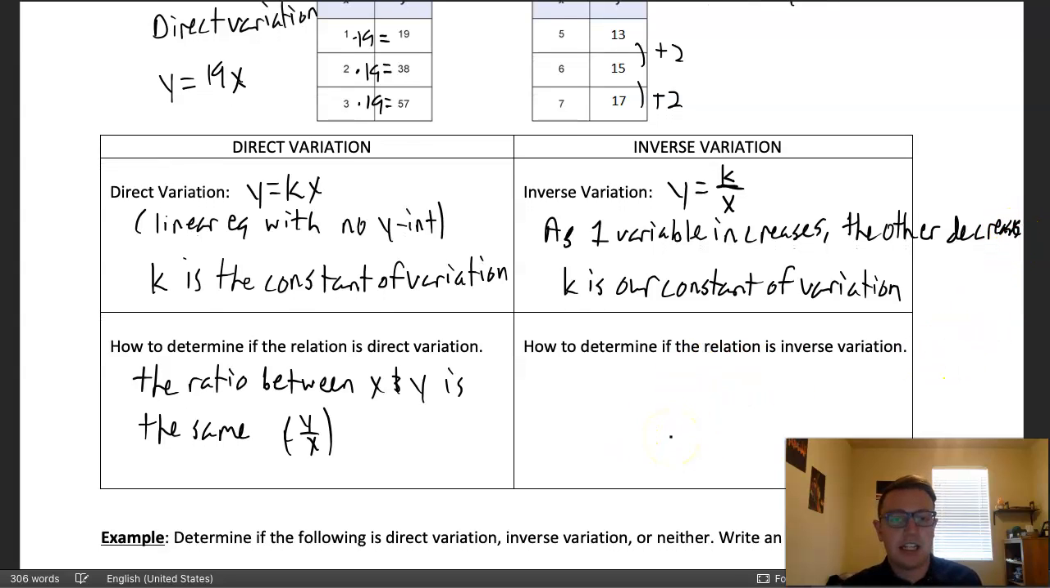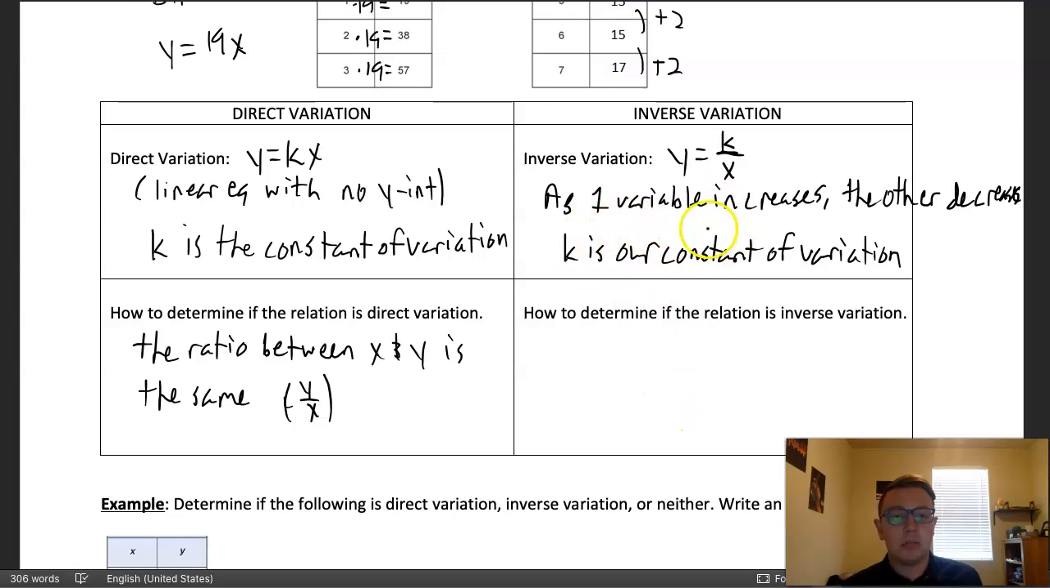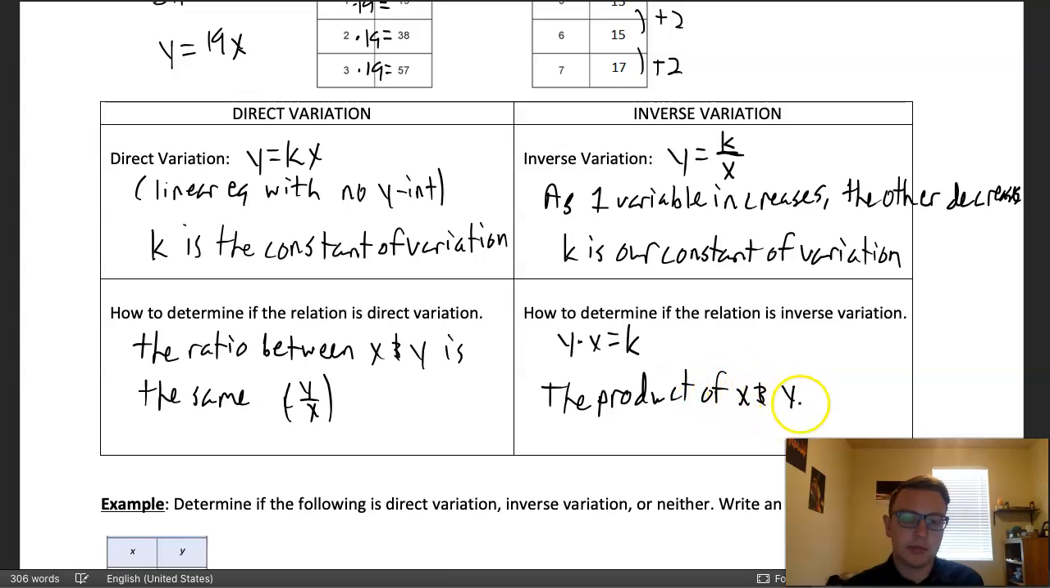How do we determine if something is an inverse variation? Well, if we multiply y and x together, right, we can rewrite y is equal to k over x as y times x is equal to k. So the product of y times x should always be the same. So direct variation is y is equal to k times x, right? Whereas one increases, the other increases. And then we have inverse variation, y is equal to k divided by x, whereas one increases, the other decreases.